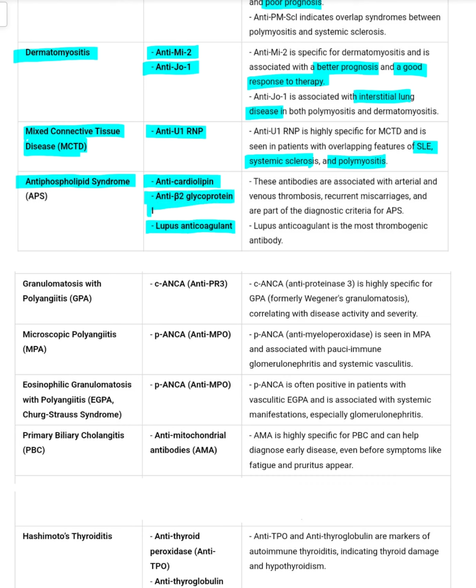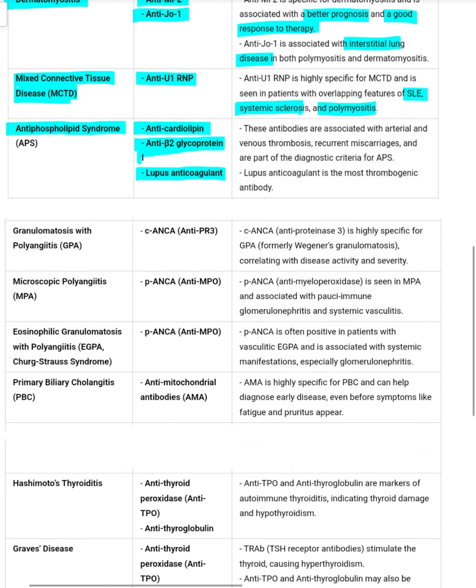These are the three antibodies which you have to remember, because even the criteria of APLA syndrome, that is the Sydney criteria, include them. What does it cause? As I said, arterial and venous thrombosis and recurrent miscarriages. And lupus anticoagulant is the most thrombogenic antibody, right?